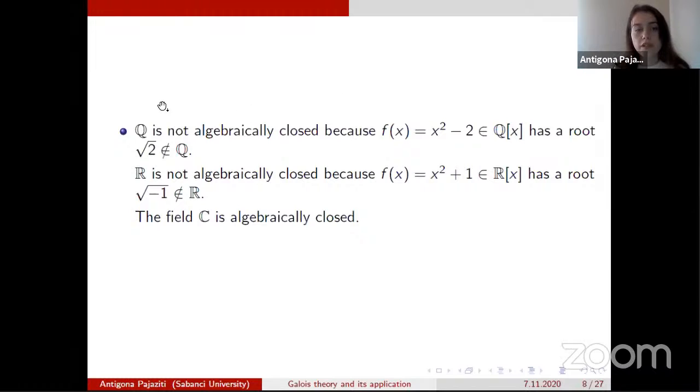To see it more clearly, I wrote some examples. The field of rational numbers is not algebraically closed because, as we can see, the polynomial x squared minus 2 has a root which doesn't belong to the rational numbers, which is the square root of 2. The real numbers also are not algebraically closed because there is the polynomial x squared plus 1, which has a root that is not in the real numbers. But the field of complex numbers is algebraically closed. This is actually the fundamental theorem of algebra. It contains all of the roots of all polynomials that are defined over the field of complex numbers.